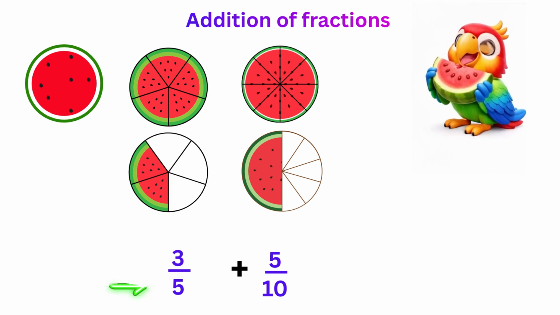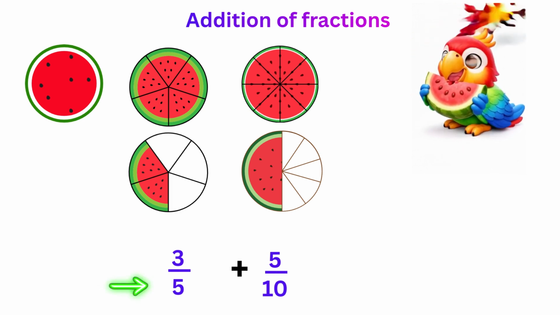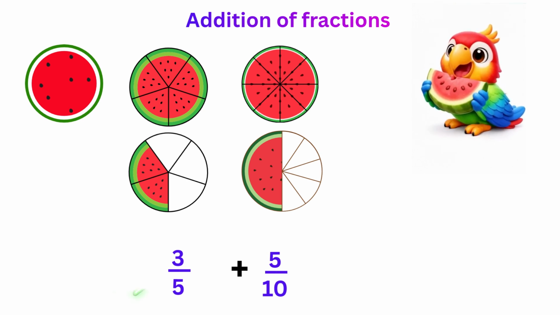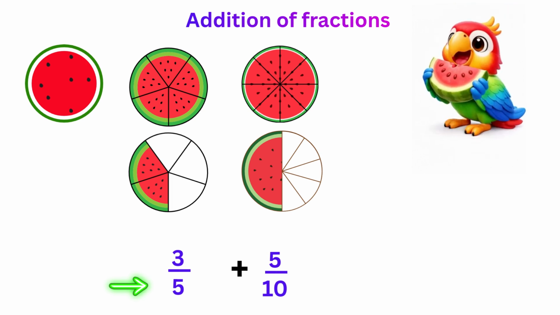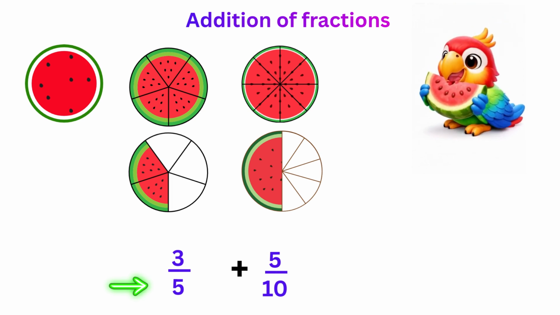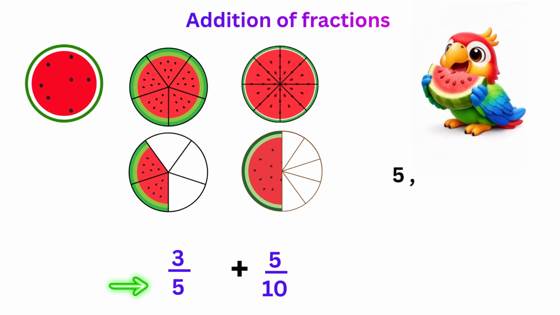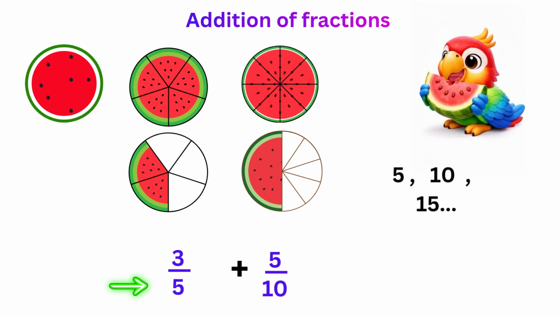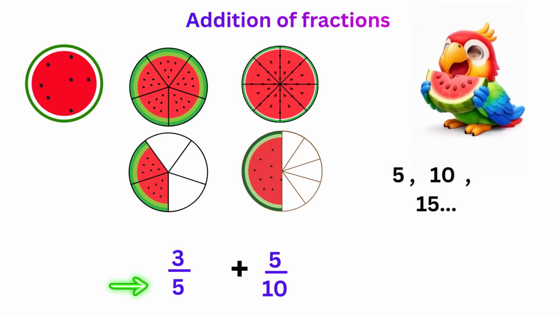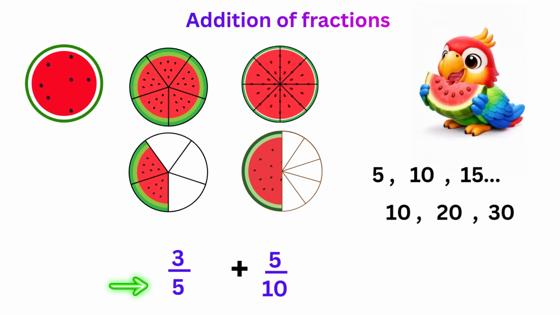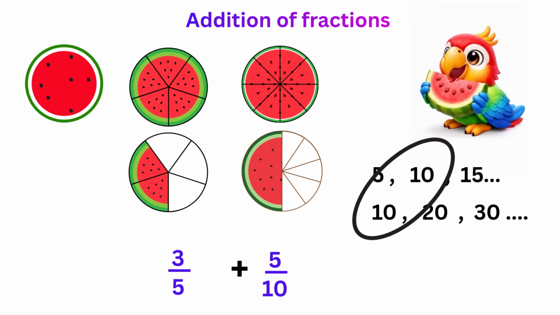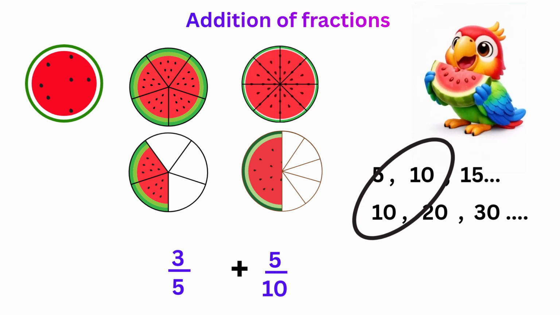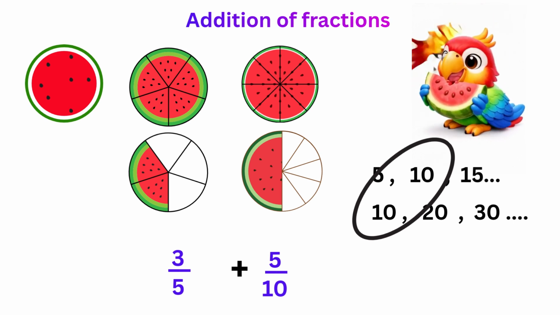Change to equivalent fractions. Now let's change 3/5 into something over 10. Let's find the common denominator. Let's list the multiples of 5 and 10. Multiples of 5: 5, 10, 15, and so on. Multiples of 10: 10, 20, 30, and so on. 10 is the lowest common multiple of 5 and 10. So, the common denominator is 10.